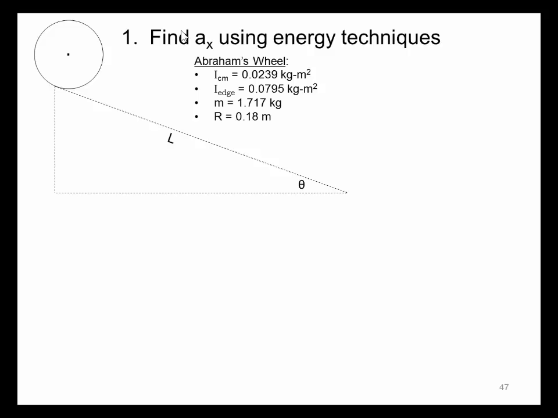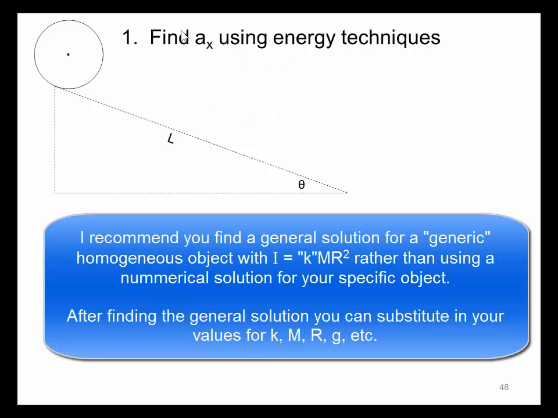So let's try finding the acceleration down the ramp using energy techniques. I'm going to do this as a general solution using a non-homogeneous object because the object I'm dealing with is non-homogeneous. You should do this using a homogeneous object. I would do it as a general solution, so you can use this for other purposes perhaps, using I equals kmr squared where k is for a hoop or a solid ball, whatever.